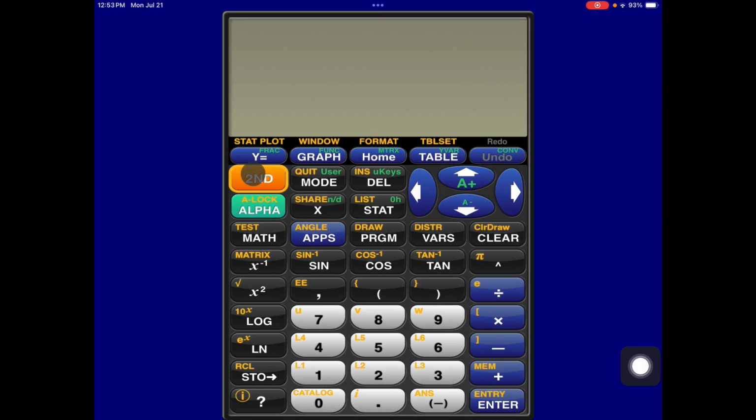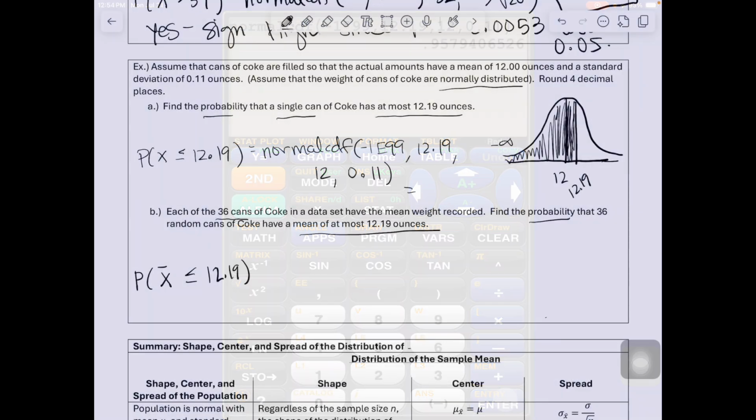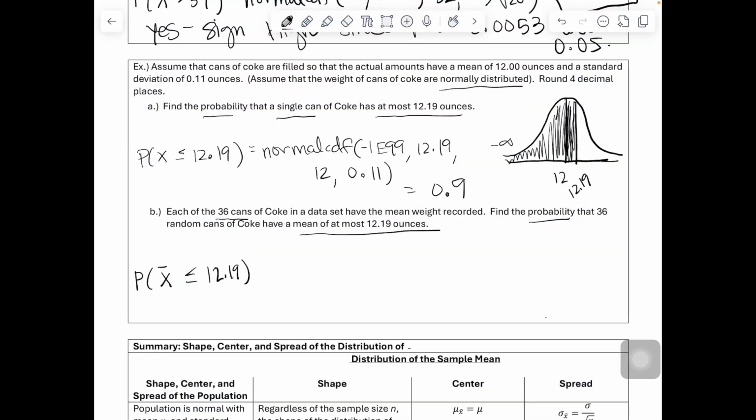On the graphing calculator, we're going to go second vars, normal CDF. Our lower bound this time is negative 1e99. Negative is the one that's underneath the 3. So negative 1e, remember second, comma, and then 99. Then comma, our upper bound is 12.19, comma, our mean is 12, comma, and our standard deviation is 0.11. Close your parentheses, select enter. From the graphing calculator, we get 0.9579.